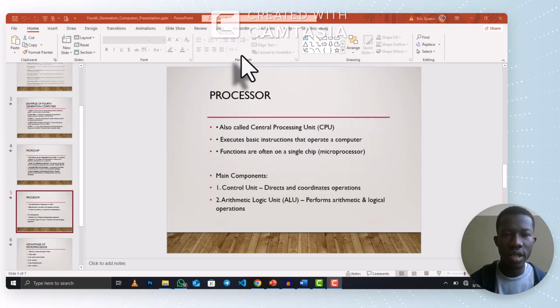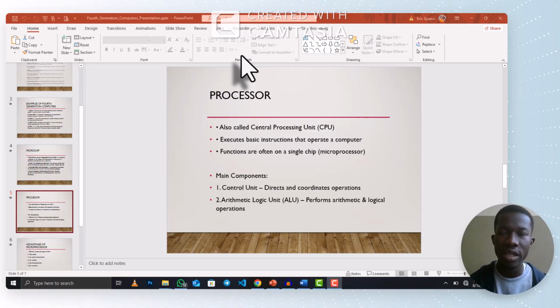So our next lesson is about processor. When we talk about processor, it's also called the central processing unit, also known as CPU, that's the short form for central processing unit. The main function of it is to execute basic instructions that operate a computer. And these functions are often on a single chip. And this chip is also called microprocessor.